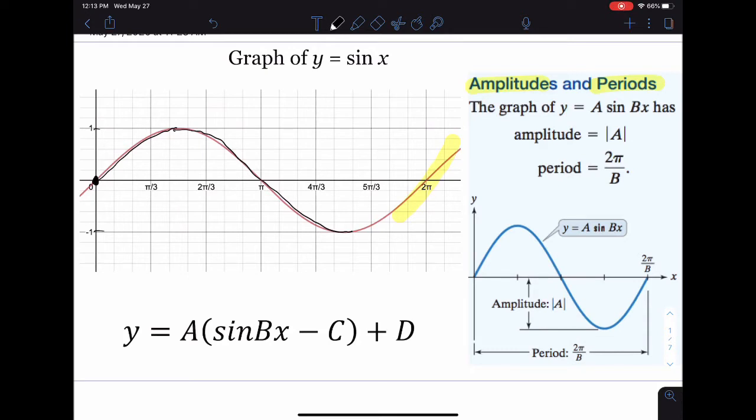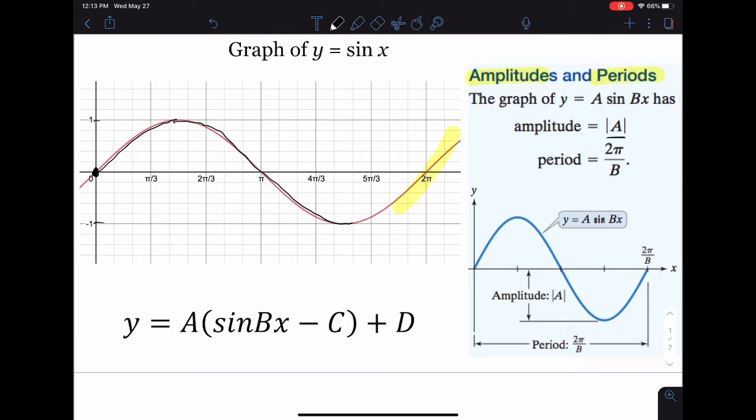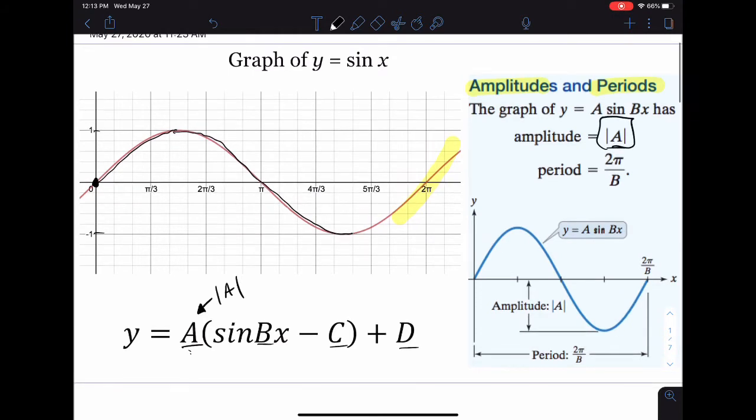Another way of finding it is A here. We've dealt with this before: A, B, C, and D. A is the amplitude. The easy way of finding the amplitude is the absolute value of A. This has an A of 1, so this one has an amplitude of 1. It goes up to 1, down to -1.